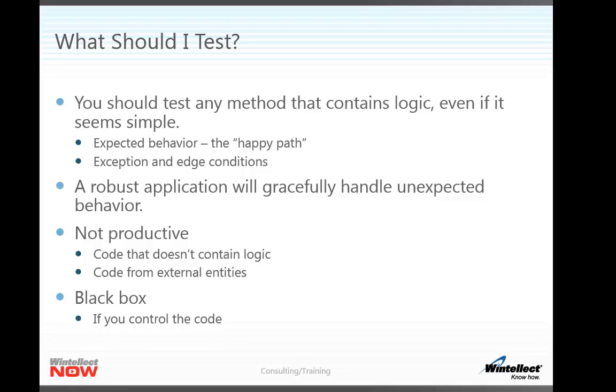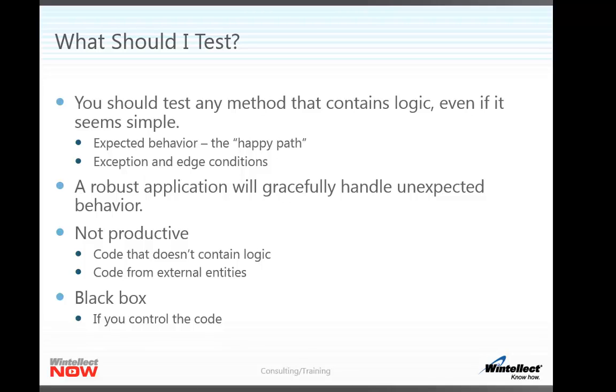What should I test? You should test any method that contains logic, even if it seems simple. Typically, you should test for the expected behavior, which we call the happy path, and the likely exceptions and edge conditions necessary for a robust application to gracefully handle unexpected behavior. Code that doesn't contain logic, i.e. properties, getters, and setters, doesn't need to be unit tested, although it may be used by the unit of work being tested.